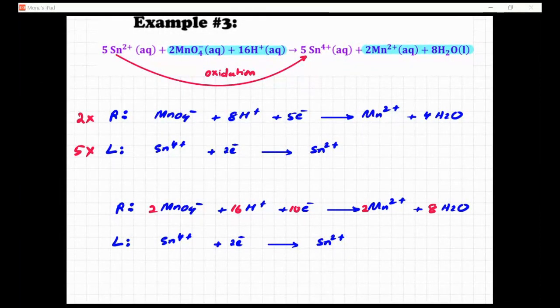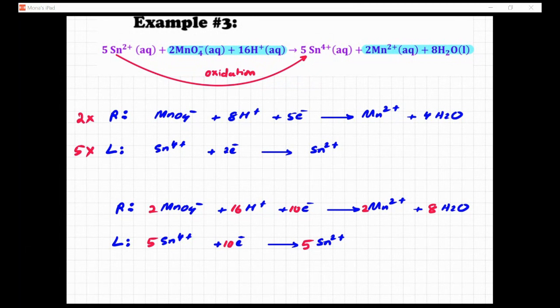Now the other reaction, I'll multiply by 5. It means this is 5, and this is going to be equal to 10 again, which we must have. And this is going to be equal to 2, sorry, it is 5. So this is our reduction half reactions.